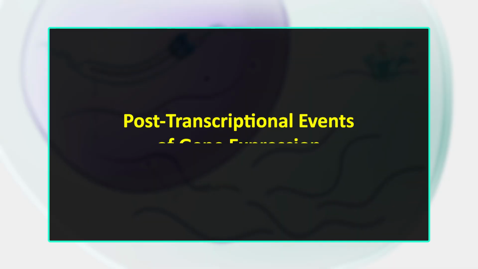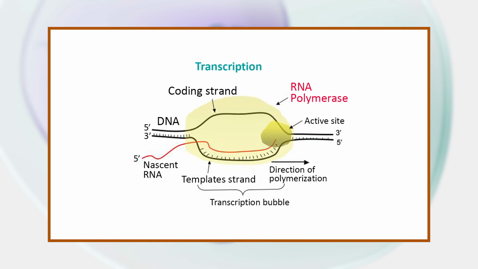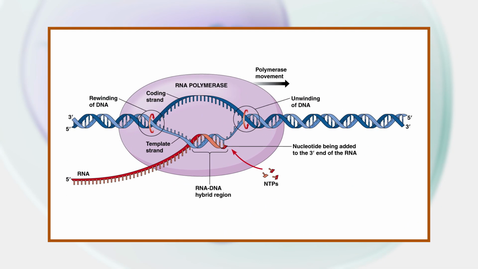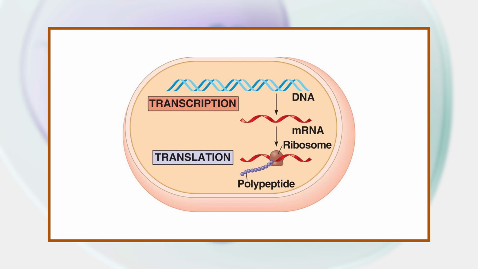Dear students, let's now discuss the post-transcriptional events of gene expression. In prokaryotes, only one type of RNA polymerase catalyzes the transcription of all types of RNA, as compared to the eukaryotes where three different RNA polymerases are involved. Prokaryotic mRNA does not require processing to be functional and synthesize a protein. Transcription and translation both occur in the cytosol and can occur simultaneously in bacteria. So translation can even start before the mRNA is fully transcribed.